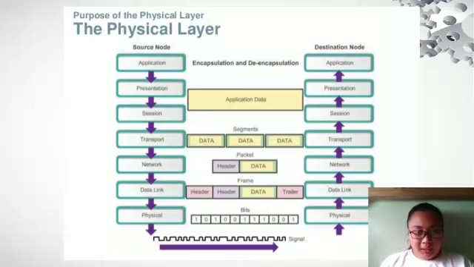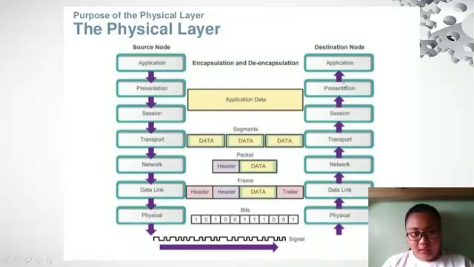Purpose of the physical layer. The source node has the application, presentation, session, transport, network, data link, and physical layers. The destination node is the physical, data link, network, transport, session, presentation, and application. It has the encapsulation and the de-encapsulation.